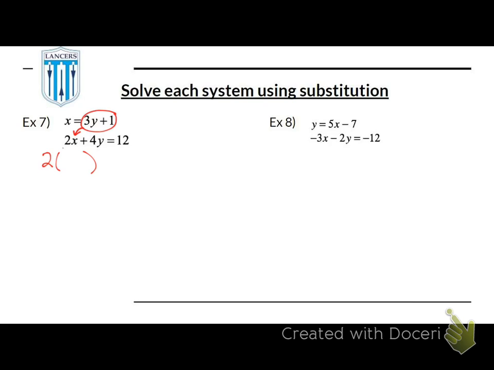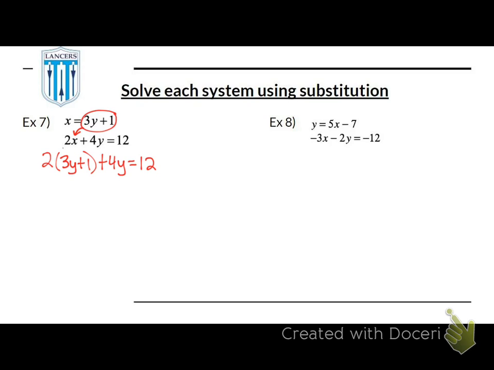So 2 parentheses plus 4y equals 12. In those parentheses, I'm putting the 3y plus 1. At this point in the problem, if you were to see an x and a y in what you wrote, you did something wrong. At this point, you should only have one variable so that you're able to solve for it.